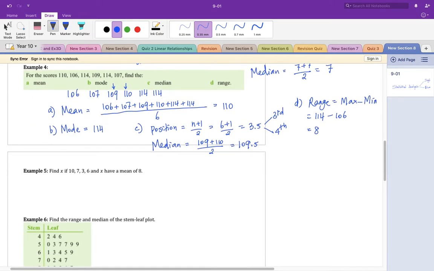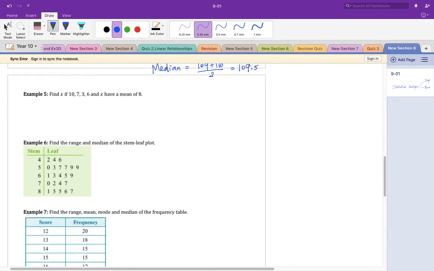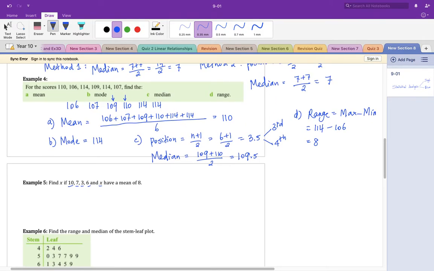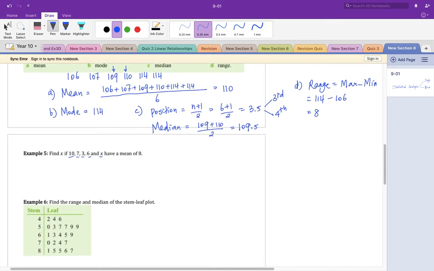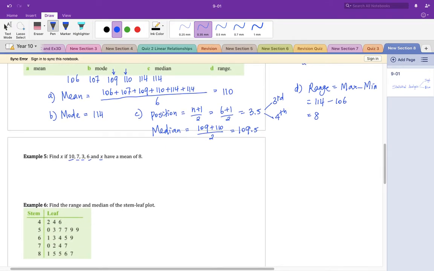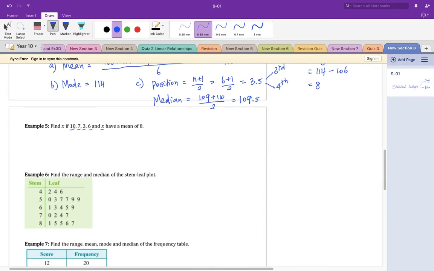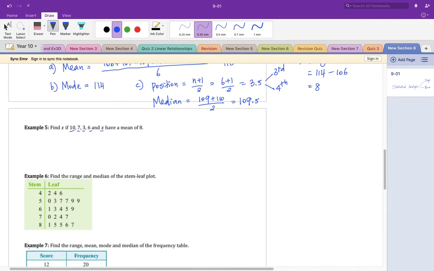Okay, example 5. Find x if this set of data has a mean of 8. So how many numbers are in this set of data? There are 5 numbers, right? You have 10, 7, 3, 6, and x. And as you can see, when I find the mean, I don't necessarily have to put them in order yet, because it doesn't really matter. You're just adding the values up, right? So here it's also not necessary to put them into ascending order if the question is just asking you to find the average, the mean.